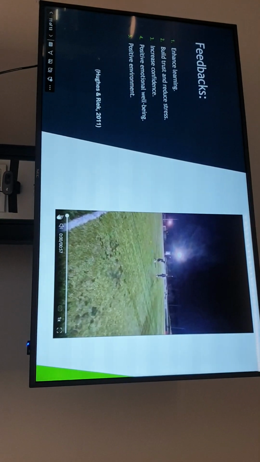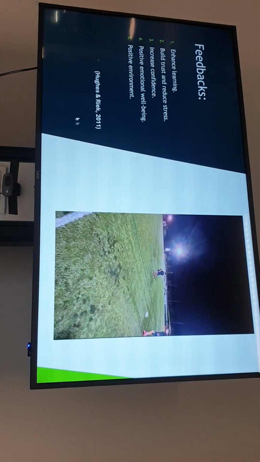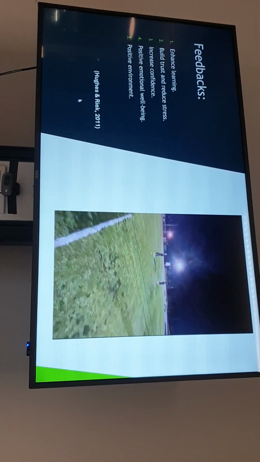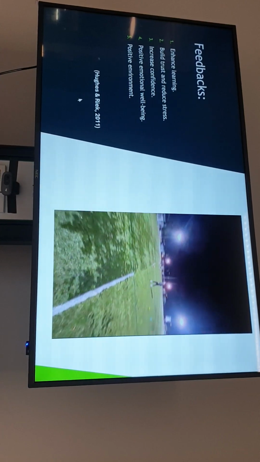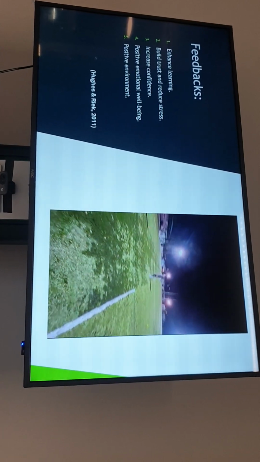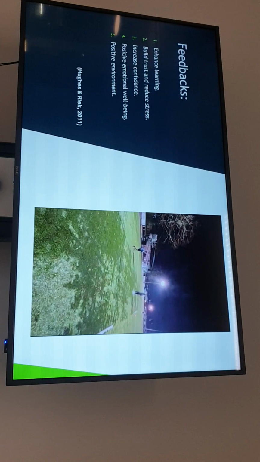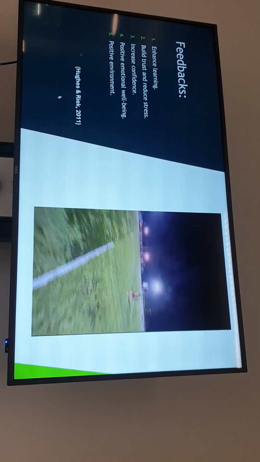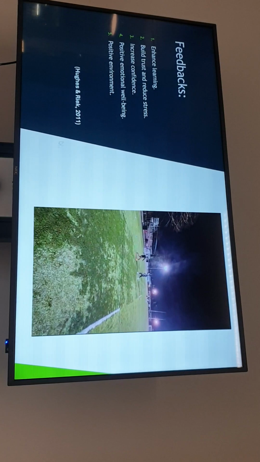Here we have the feedback. As we can see, according to Hughes and Rick 2011, good feedback enhances learning, builds trust and reduces stress, increases confidence, and creates positive emotional well-being and a positive environment.